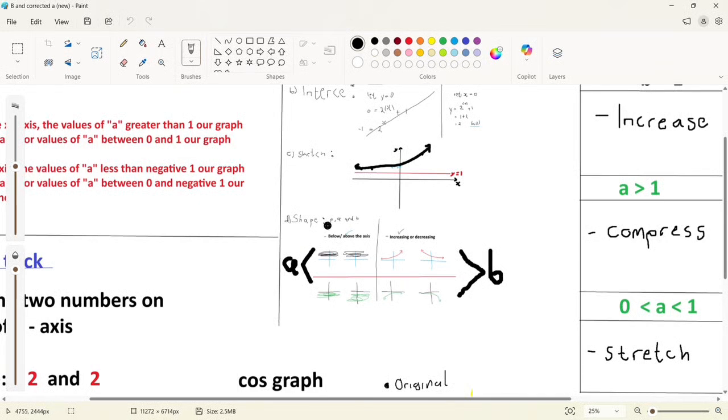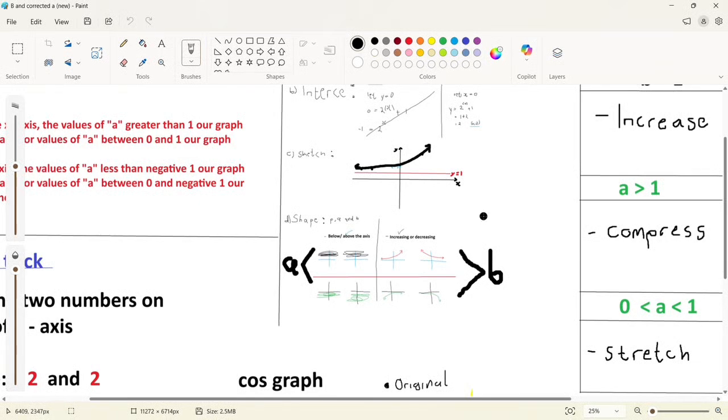So the first one is: is my graph above the x-axis or below the x-axis? That's the first one. Then secondly, is my graph increasing or decreasing? And that's how you want to go about this. So now I'm going to explain it using that.